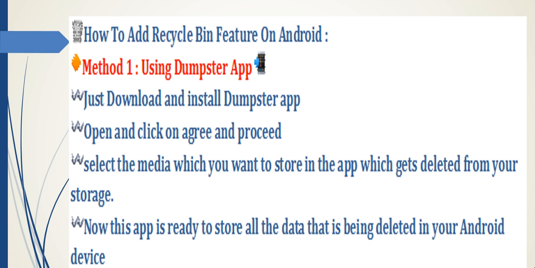How to add recycle bin feature on Android. Method 1. Using Dumpster app. Just download and install the Dumpster app. Open it and click on agree and proceed. Just a simple way: download the app, load it, and select the media which you want to store in this app, which gets deleted from your storage.